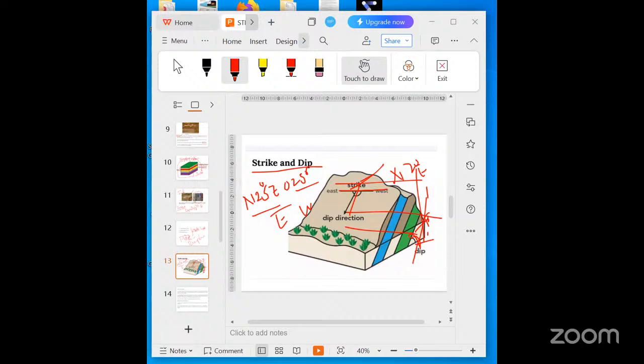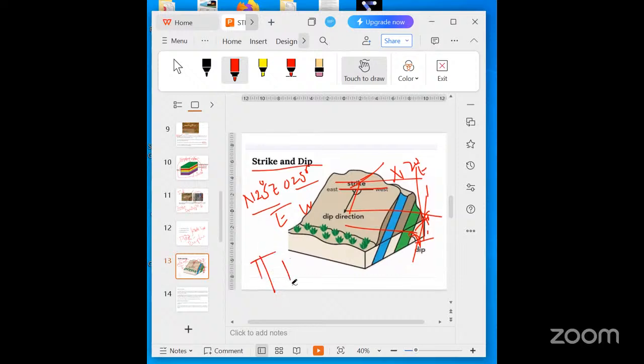Initially, the sedimentary rocks are deposited on flat or gently inclined surfaces, right? The post-depositional deformation is caused by movements due to tectonic forces, which I already told you about. Tectonic forces acting on a rock body or mass cause the tilting of the beds. So what is the strike?